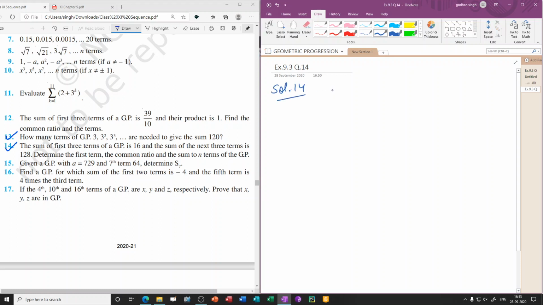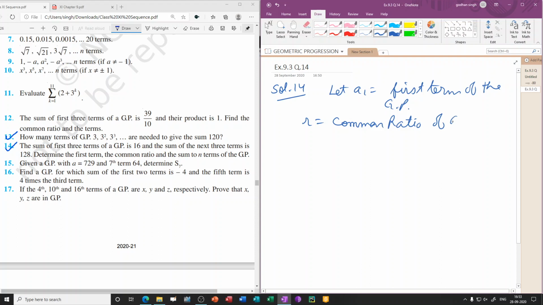Since the first term is not given to us, and the common ratio is also not given, let us take the first term as A1. Let A1 equal the first term of the GP, and R equal the common ratio of the GP.